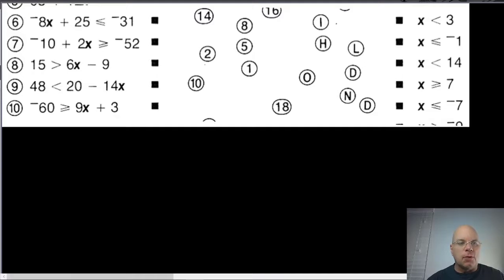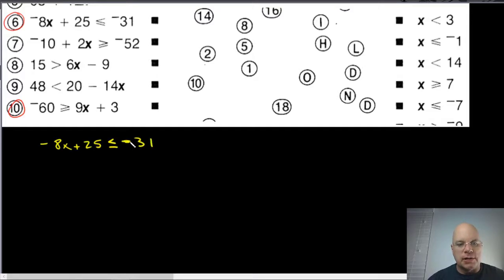Tonight's homework, we're solving inequalities. I'm going to do problems number 6 and 10 right here. I'll first rewrite number 6 down below. Negative 8x plus 25 is less than or equal to negative 31.